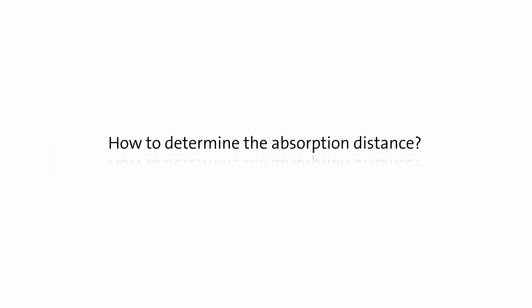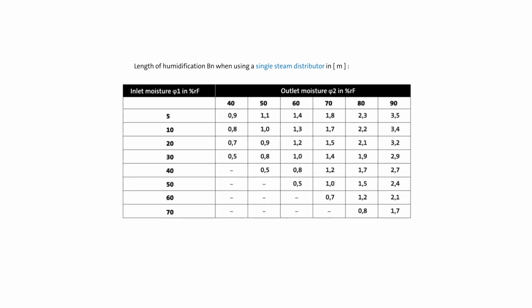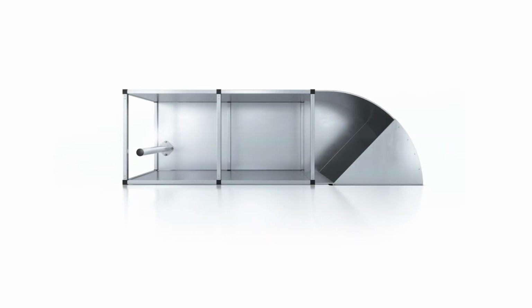How can the humidification distance be determined? The humidification distance table makes determining the humidification distance Bn quite simple. If the relative humidity of the inlet air amounts to 10% relative humidity and the required relative humidity of the outlet air is 50% relative humidity, a humidification distance Bn of 1 meter must be maintained.